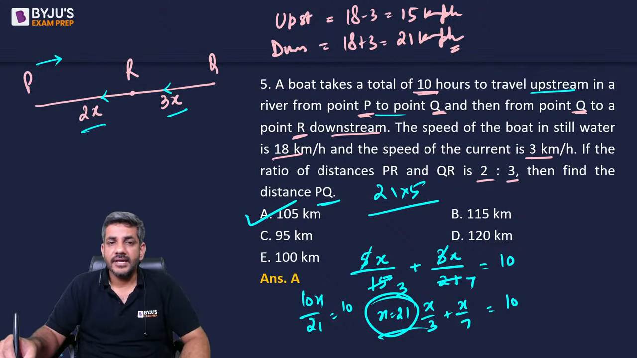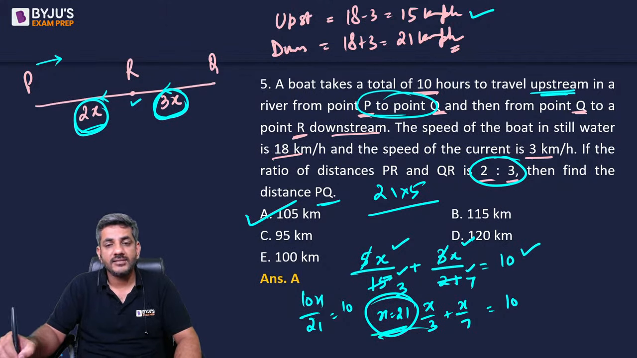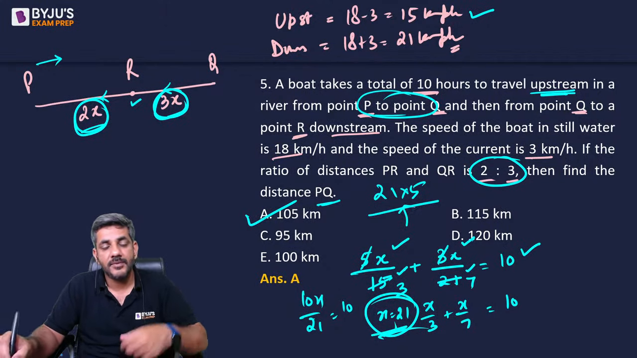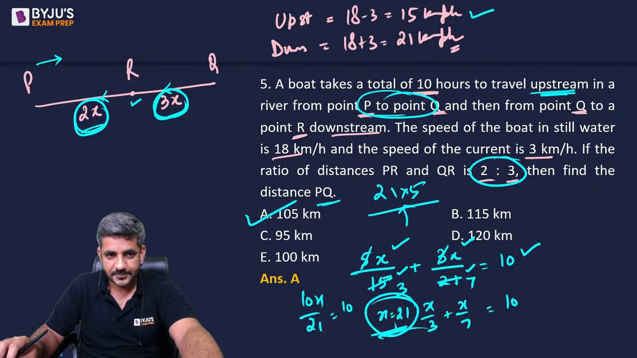Yes. I am saying that the boat went from P to Q and came back from Q to R, and the ratio of PR and QR is 2:3. Upstream, that means when he was going, the river was against him. And when the river was against him, he was going upstream, his speed was 15. So he traveled this 5x at a speed of 15. And he came back only till point R. So he traveled 3x at the downstream speed, which is 21. And total time is 10. By equating it, I got x as 21. And because the total distance is being asked, which is 5x, so 5 into 21 is the correct answer.